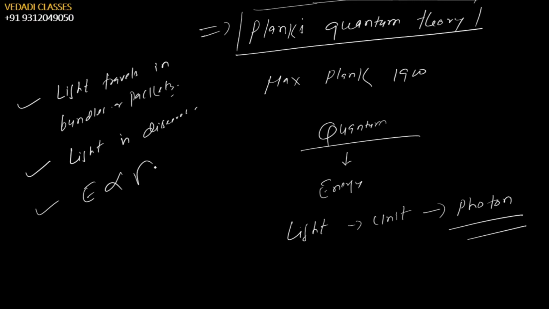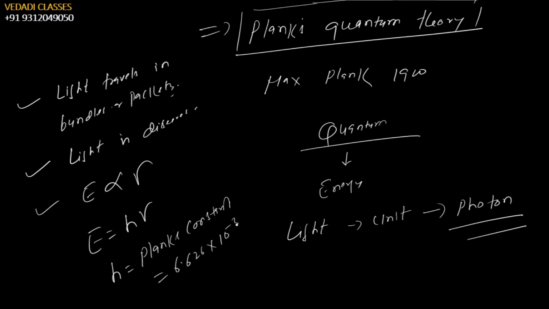So we have used the term E is directly proportional to nu, and so E is equal to h nu. Na? So h is the proportionality constant, and this h is known as Planck's constant. The value of Planck's constant is always fixed, 6.626 into 10 power minus 34 joule second. This is not joule per second. Always students make this mistake, so you should keep in mind joule second.